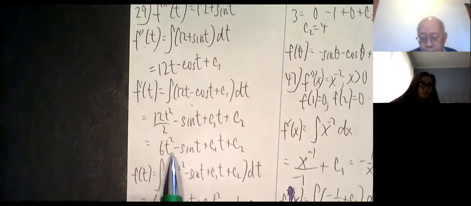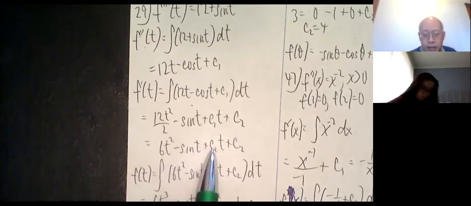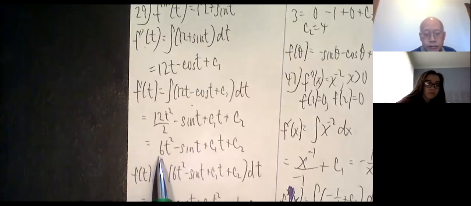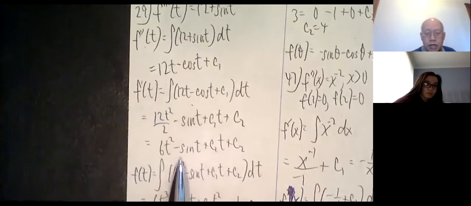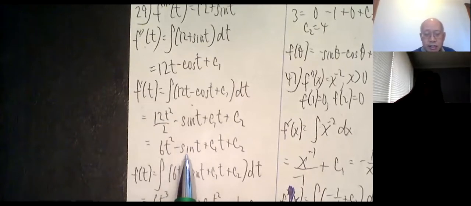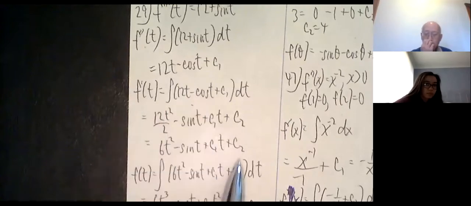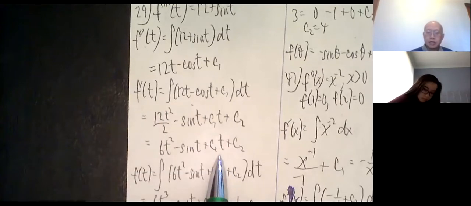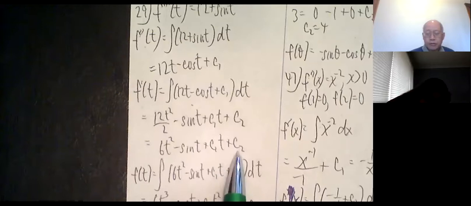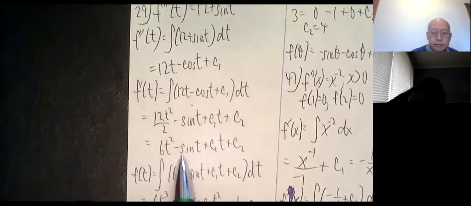And clean it up to be this. Okay. Double check. If you question yourself, say, I wonder if I did this right, take the derivative of this. What's the derivative of this? 12t. What's the derivative of negative sine t? Negative cosine t. What's the derivative of C1 times t? C1. What's the derivative of C2? 0. It works.